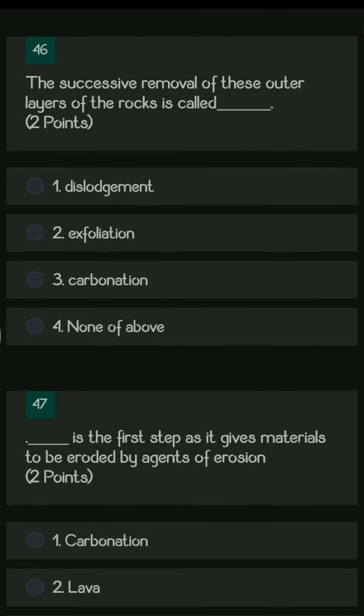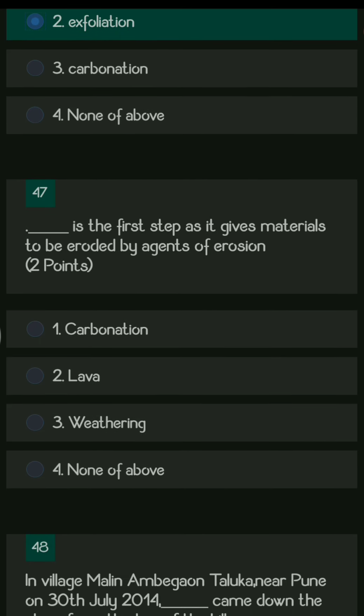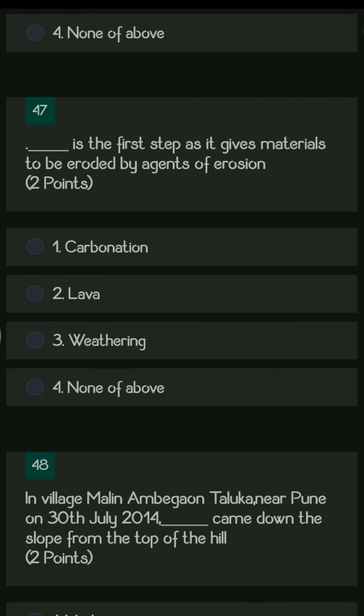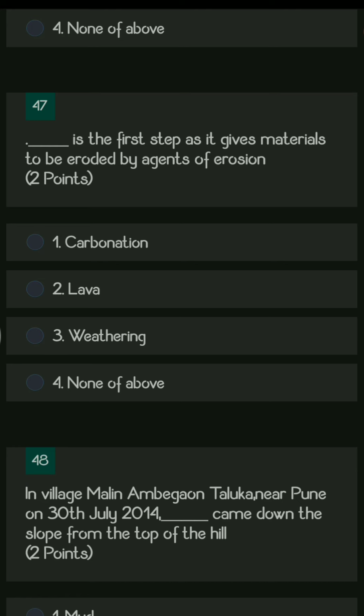Next question, the successive removal of the outer layers of the rock is called as dash. So if the outer layer is weathered layer by layer, such type of weathering is called exfoliation. It is just like how we remove the skin of an onion.